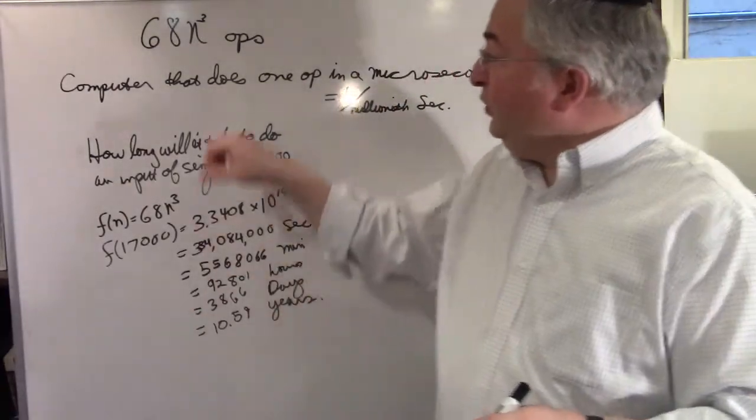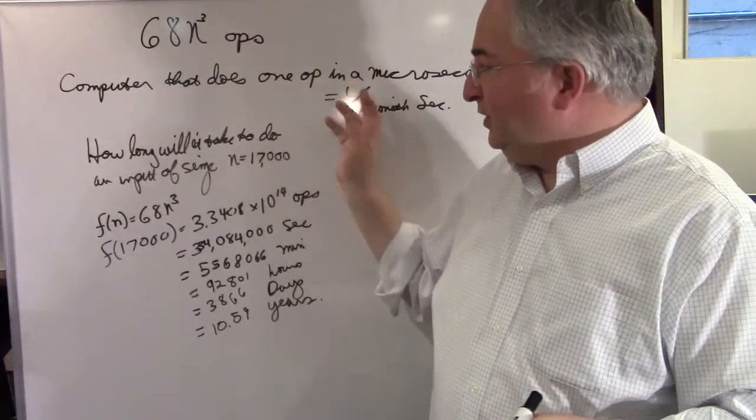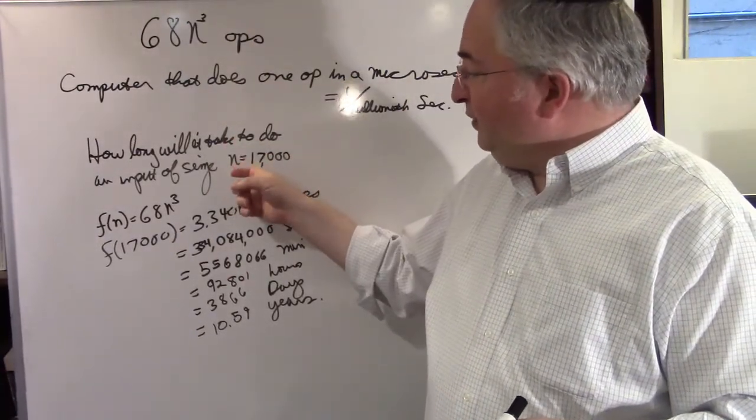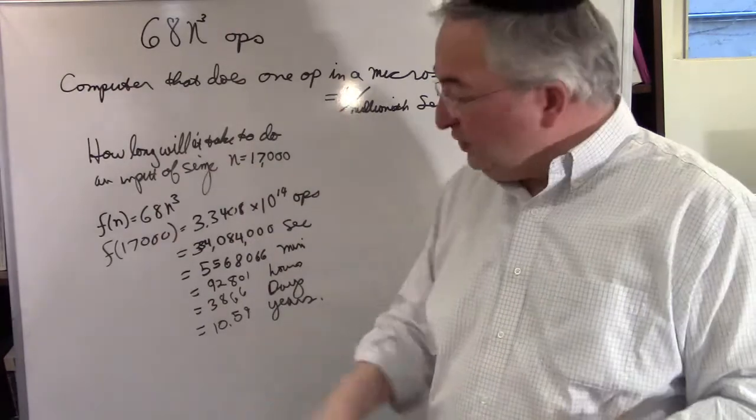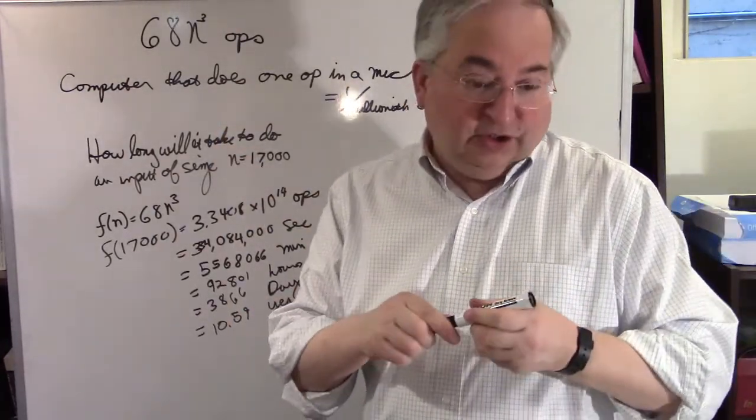So again, you give it a computer, that's a pretty standard speed of a computer. It's actually slow now, whatever. You're given an input of size 1700. It's going to take 10.59 years to do.